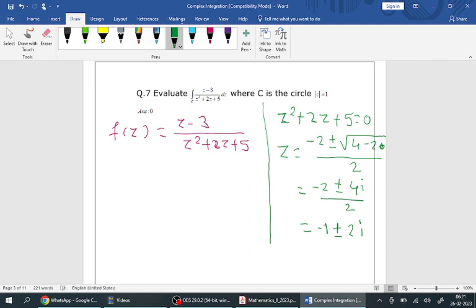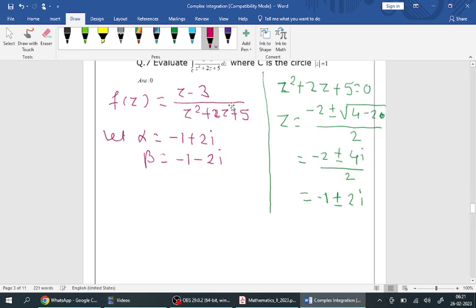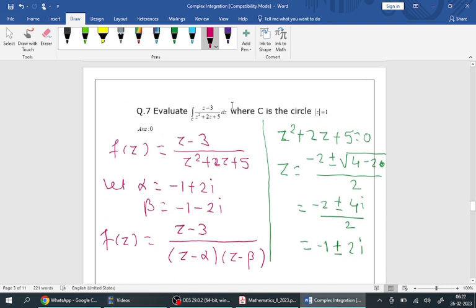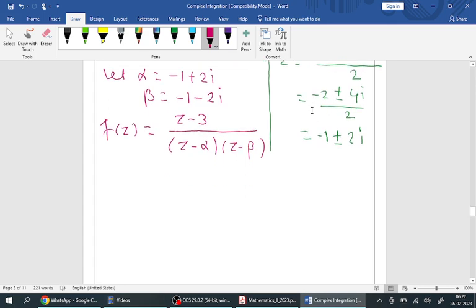So let alpha be minus 1 plus 2i and beta be minus 1 minus 2i, then we can write f(z) in this form. So f(z) becomes (z minus 3) divided by (z minus alpha) into (z minus beta). So alpha and beta are the poles of order 1, but we have to check whether they are inside or outside the circle of radius 1. So we'll come to that.